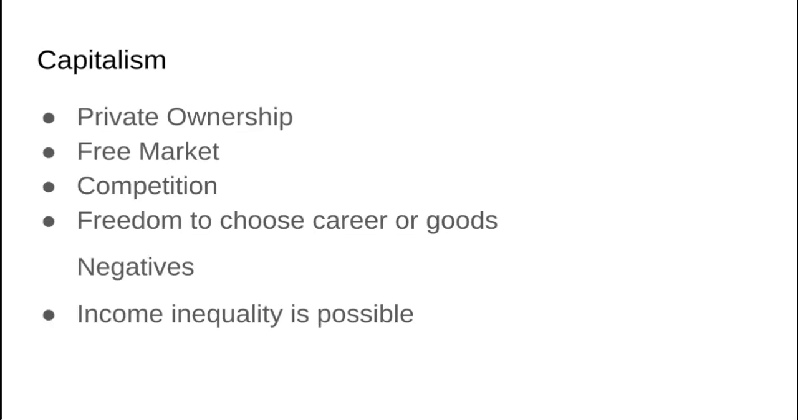Now, capitalism is a government, a society that has private ownership. You can own your own house, buy your own car. As well, it has a free market for trade, a free market for investments. You can make a business and sell the business to anybody you want. Then that business and private ownership allows for competition.